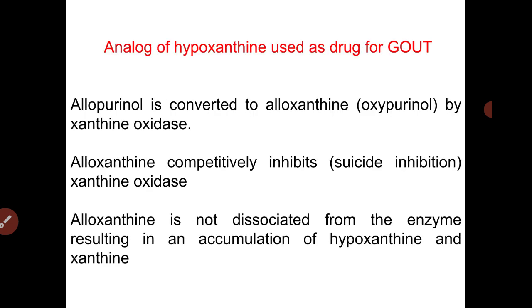What is the treatment for gout? The treatment for gout is analog of hypoxanthine, which is allopurinol. So allopurinol is a suicide inhibitor of the enzyme xanthine oxidase.